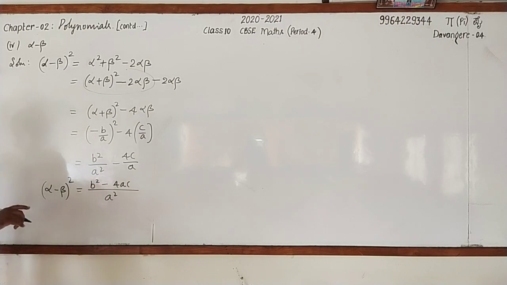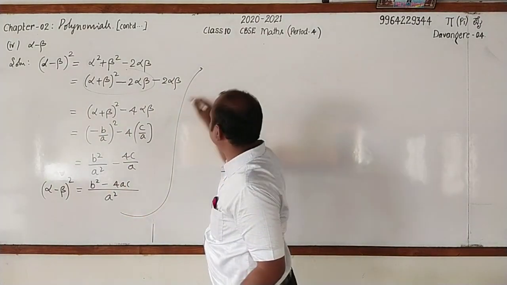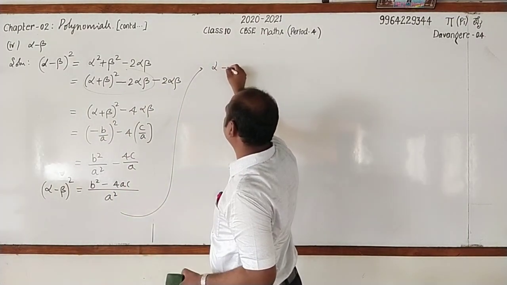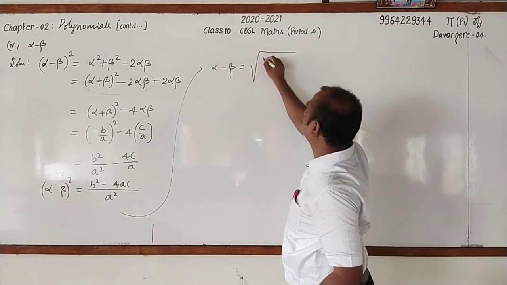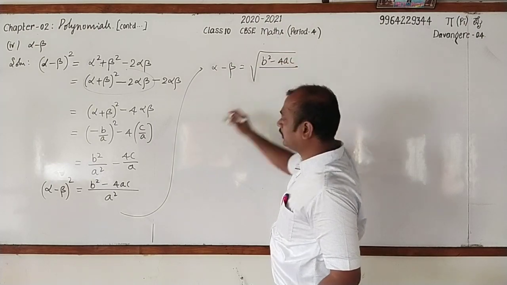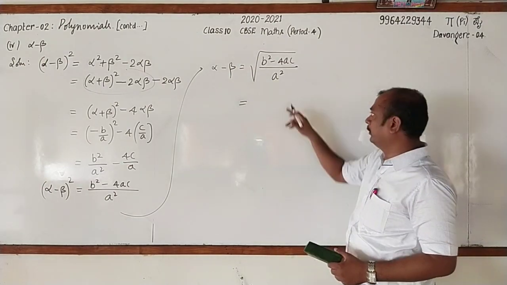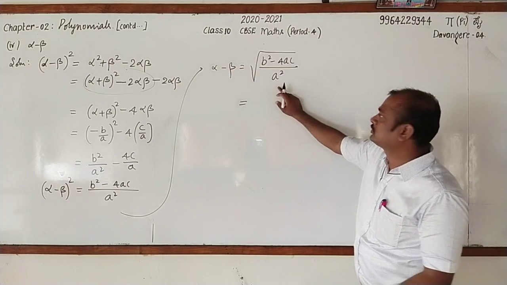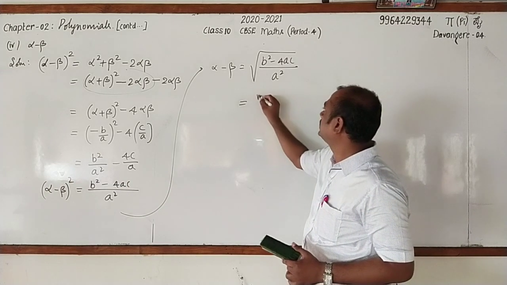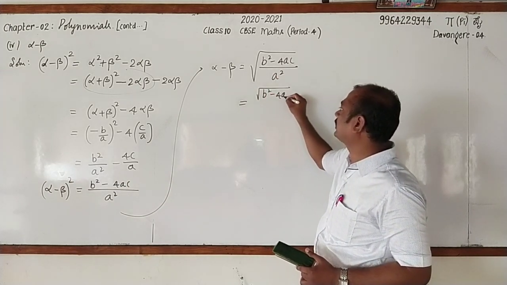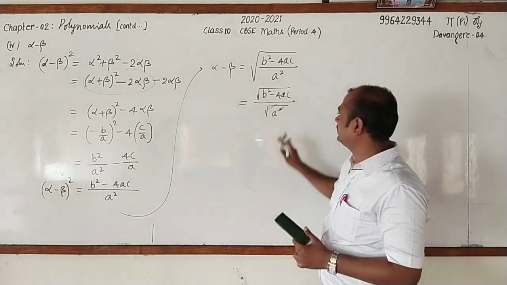But what is actually needed? We want only alpha minus beta. Hence, I can rewrite this whole statement as alpha minus beta is equal to the square root of b square minus 4ac whole divided by a square. a square is a perfect square, so you can remove it from the root, right? It is square root of b square minus 4ac as it is, over square root of a square. Square and root get cancelled, hence we can write it directly.